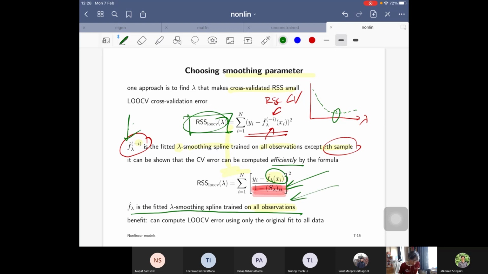You may be wondering why we can use this formula. How do you come up with it? This is a mathematical exercise, an exercise in the book. It's good to explore this, but I'm not sure if you have enough time for this homework set.